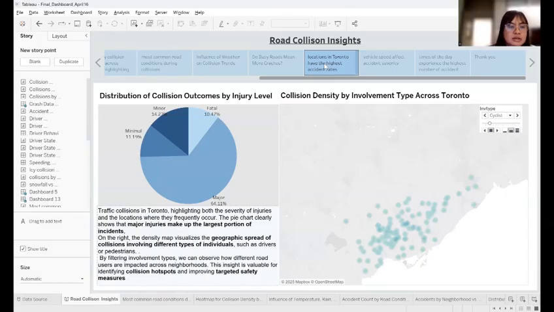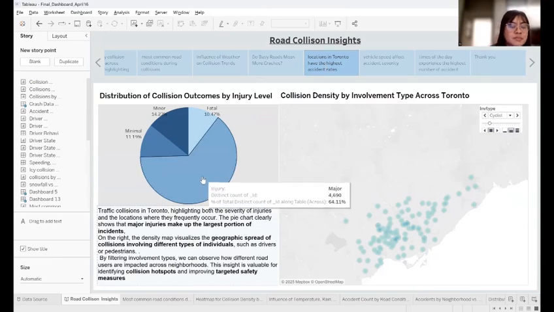The third question is collision outcome and high-risk location. What locations in Toronto have the highest accident rate? Overall, this pie chart shows that major injuries account for over 64% of all collisions in Toronto, indicating the serious nature of these accidents.